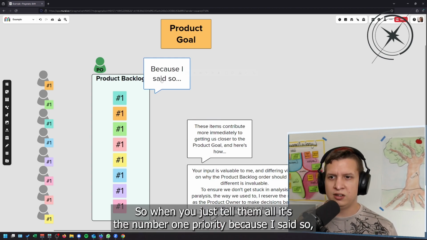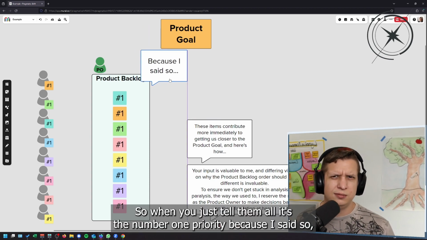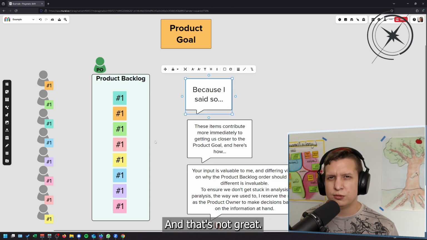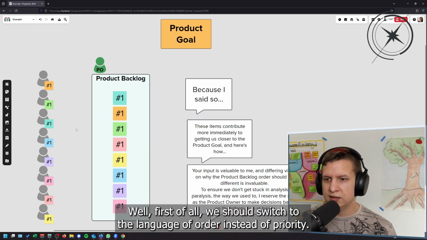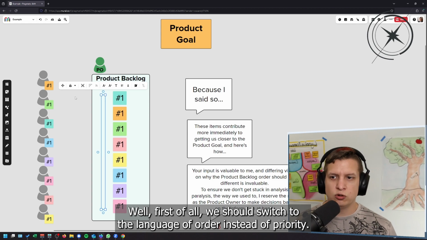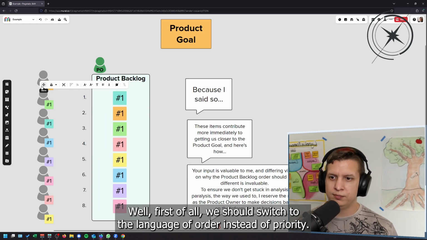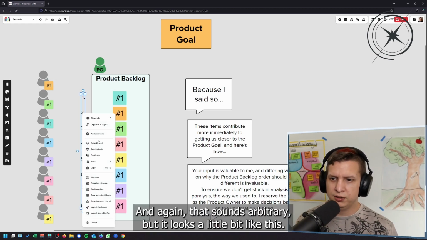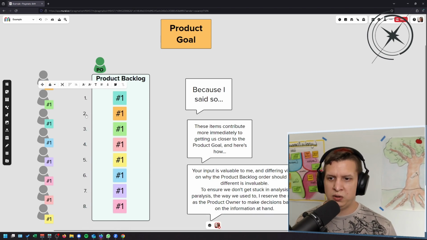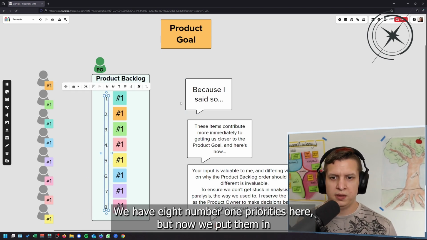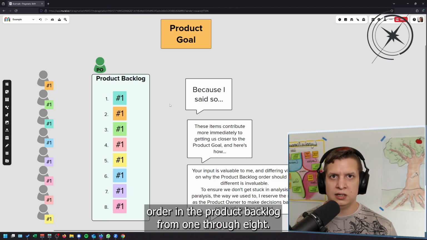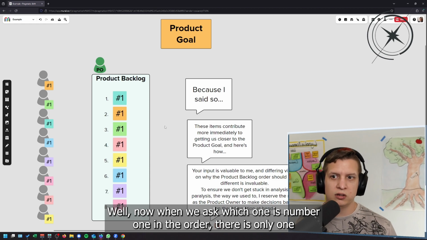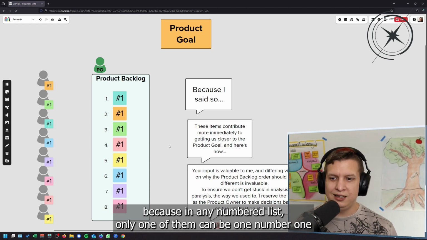So when you just tell them, well, it's a number one priority because I said so, we run into some issues, right? That's not great. So what can we do? Well, first of all, we should switch to the language of order instead of priority. And again, that sounds arbitrary, but it looks a little bit like this. We have 8 number one priorities here, but now we put them in order in the product backlog from 1 through 8. Now when we ask which one is number one in the order, there is only one, because in any numbered list, only one of them can be number 1.